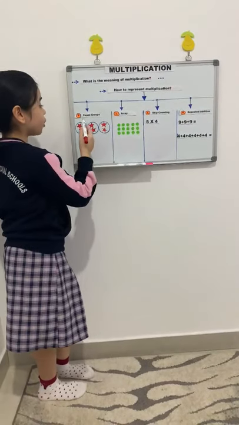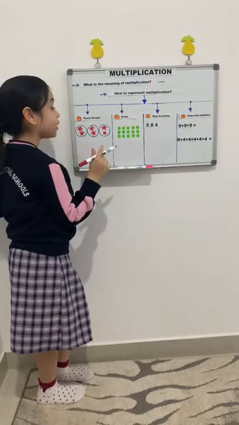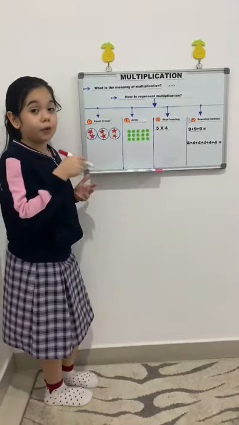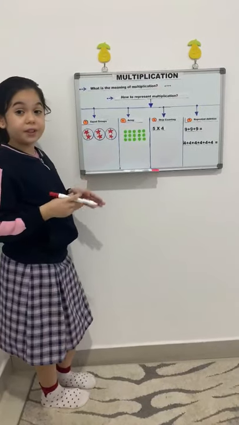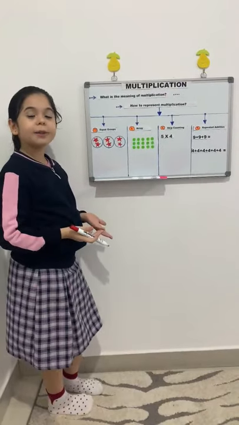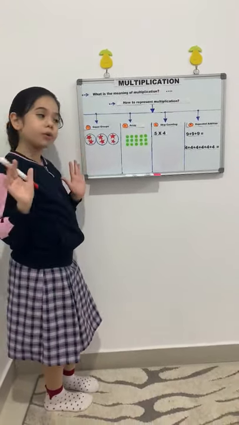Here, we will start with equal groups. Here I have three circles. Each circle has two squares. So here, three groups of two, or three groups. Each group has two items. So now I will use a multiplication equation to find how many in all.